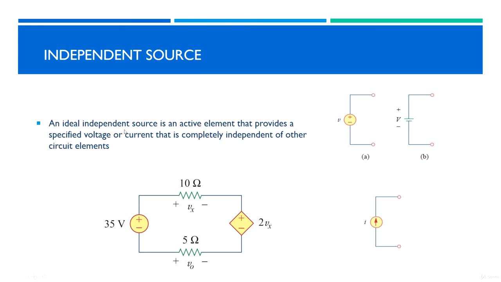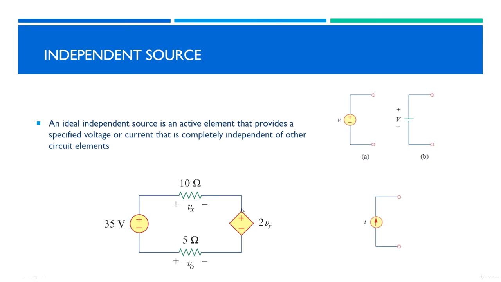An ideal independent source is an active element that provides a specified voltage or current. So this one provides a certain constant value of voltage or a certain value of current that is completely independent of other circuit elements. So it does not depend on any other elements. Here we have a simple circuit. In this circuit we have a plus minus 35 volt source, which is inside a circle. This one is a voltage source with a constant value of 35 volt and does not depend on anything inside our circuit.